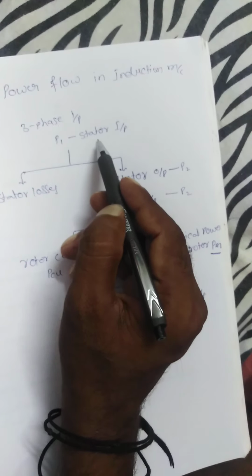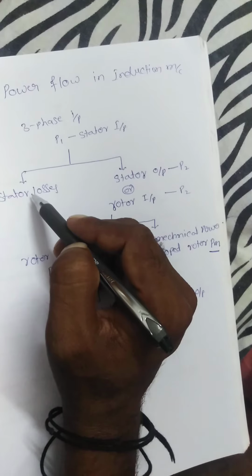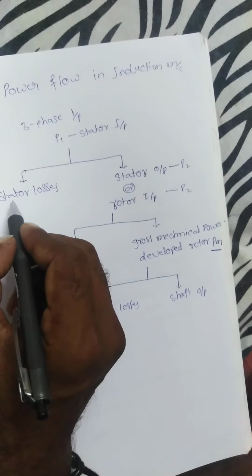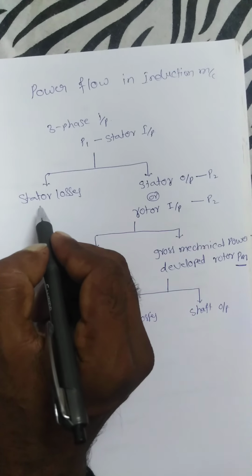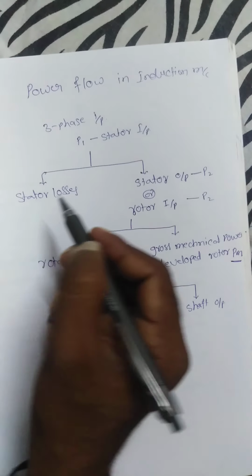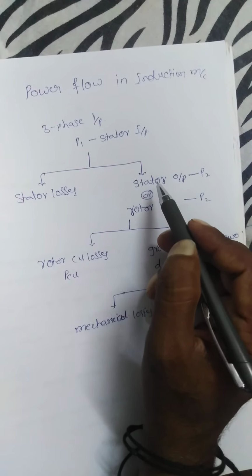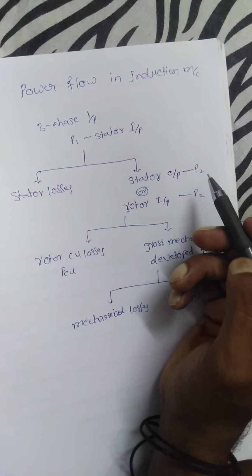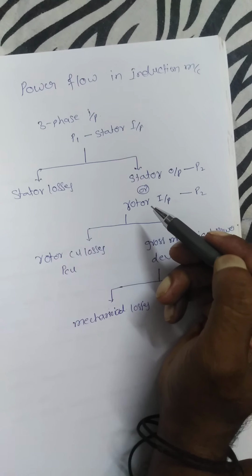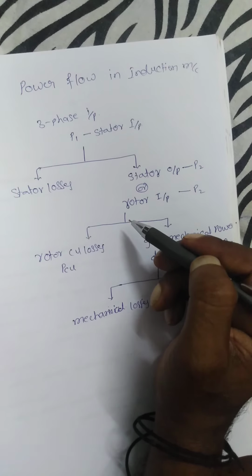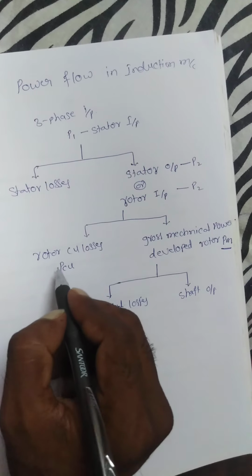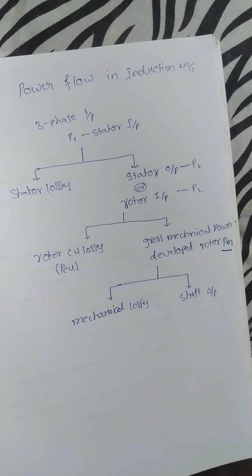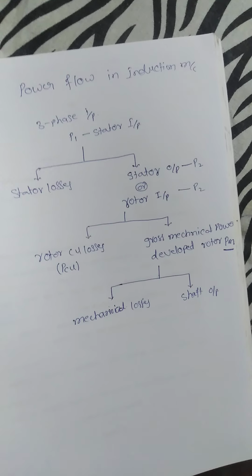A three-phase input power P1 is given to the stator, then some power is lost in the stator in the form of stator losses. The stator losses are iron and copper losses, stator iron losses and stator copper losses. After that, the stator output power P2 is the input to the rotor. In that input power, the rotor wastes power in the form of copper losses.